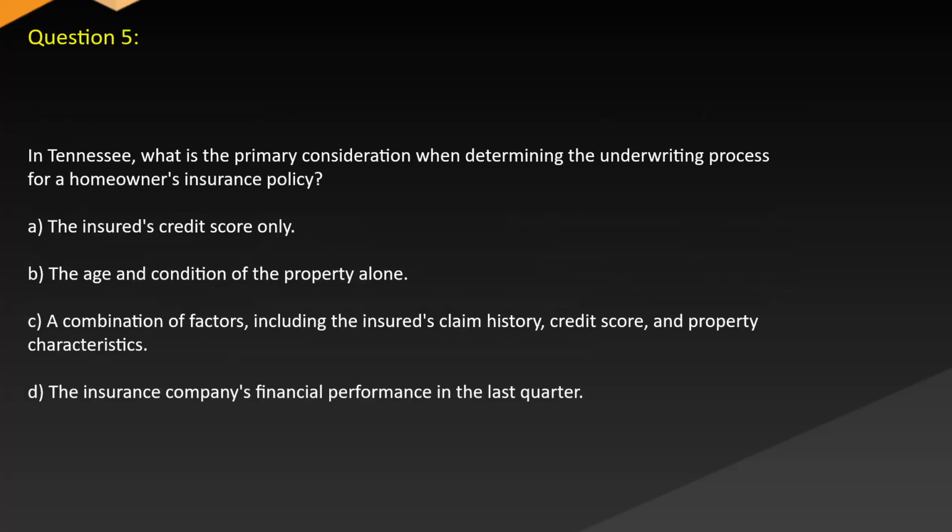Question 5. In Tennessee, what is the primary consideration when determining the underwriting process for a homeowner's insurance policy? A. The insured's credit score only. B. The age and condition of the property alone. C. A combination of factors, including the insured's claim history, credit score, and property characteristics. D. The insurance company's financial performance in the last quarter.